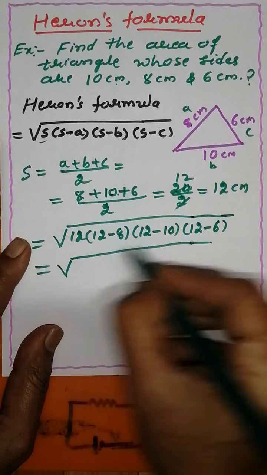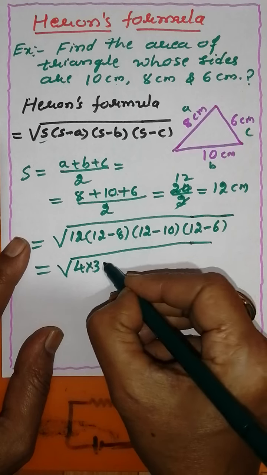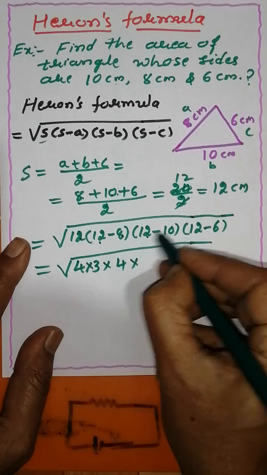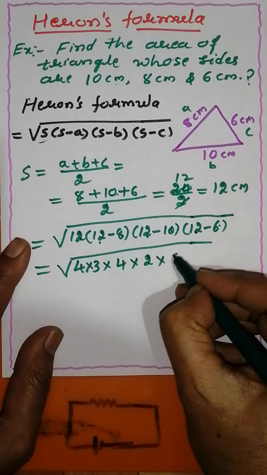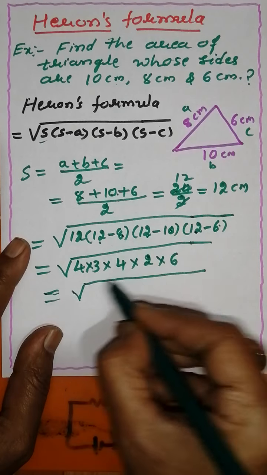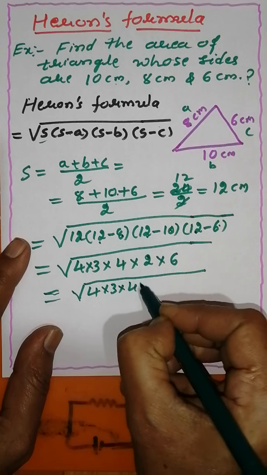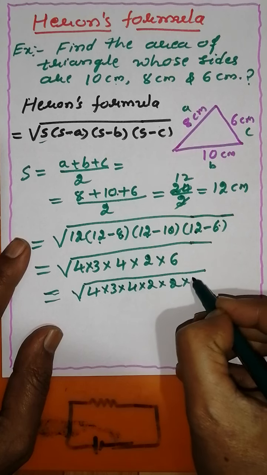Square root of 12, we have to write it as 4 3s are 12, into 12 minus 8 is 4, into 12 minus 10 is 2, into 12 minus 6 is 6. This is equal to square root of 4 into 3 into 4 into 2 into 6. 2 3s are 6.